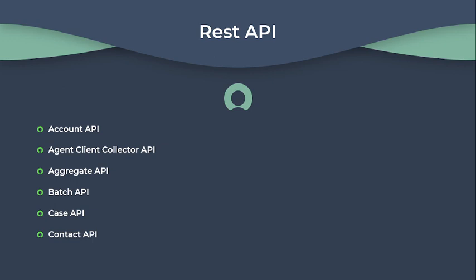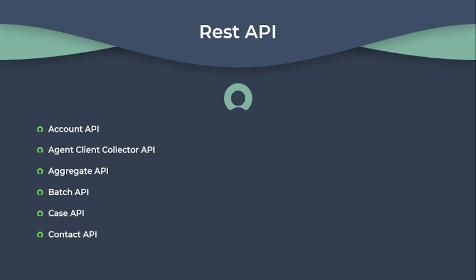Then some of the REST APIs are Account API, Agent Client Collector API, Aggregate API, Batch API, Case API, and Contact API. Account API. The Account REST API enables you to retrieve and update customer service management account records. Then Agent Client Collector API. The Agent Client Collector API provides endpoints to manage actions on available agents and manage policies.